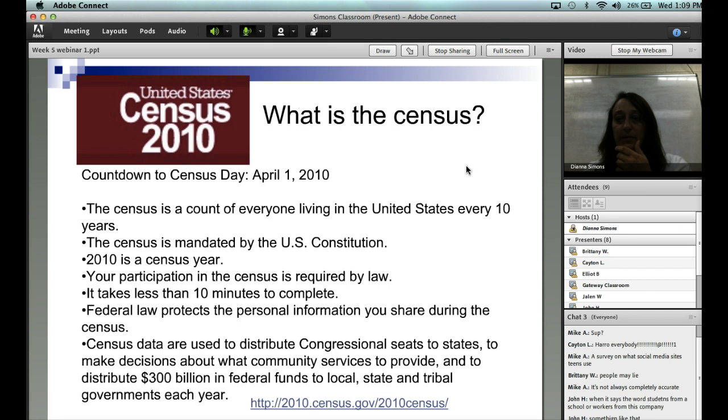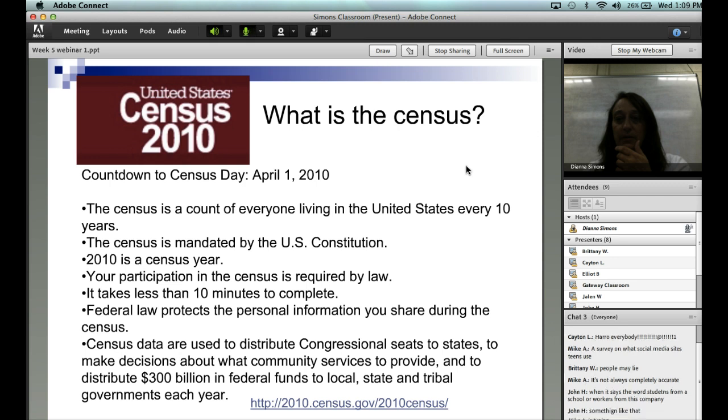Do they even count them? They have to, because they have to know how many people there are. Okay, so there's a federal law.